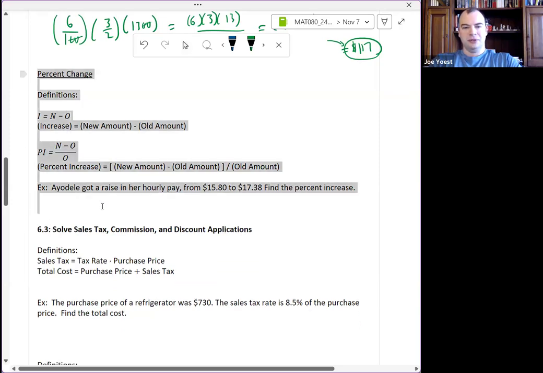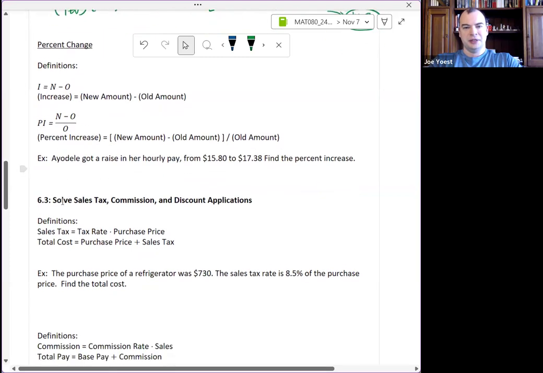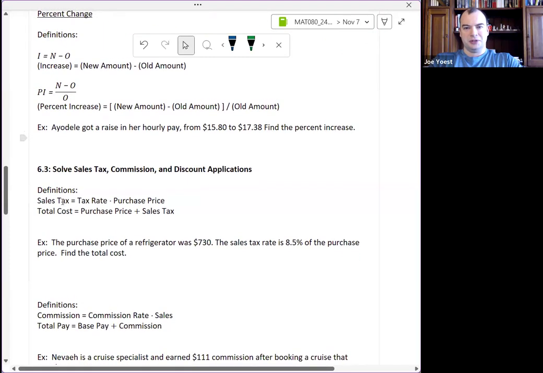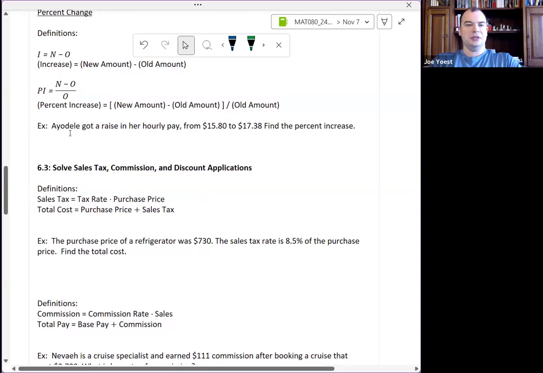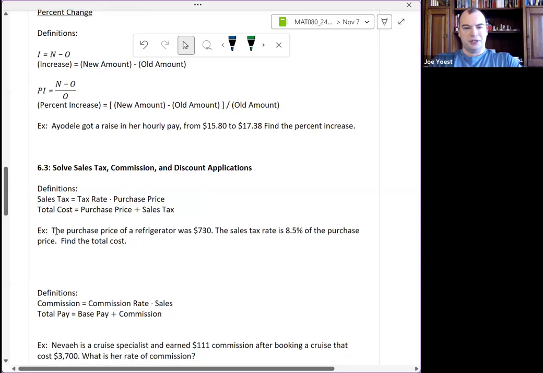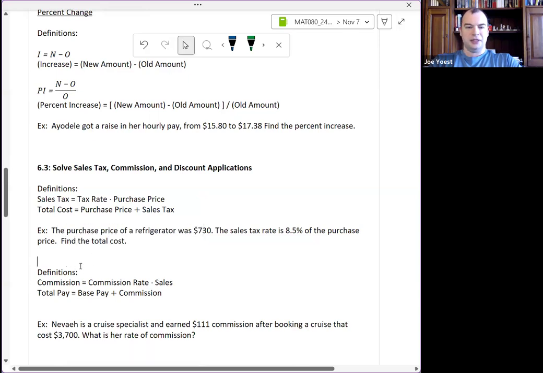All right, so we have one question on percent change. And I'll try to put these definitions right about there where I think you can still see them. So talking about a raise in hourly pay, find the percent increase. We have a question on sales tax here, and a question on commission. So I know these are a bit scrunched up, but we have 3 questions, one there, one here, and one there, along with a bunch of definitions that are on the screen as well.